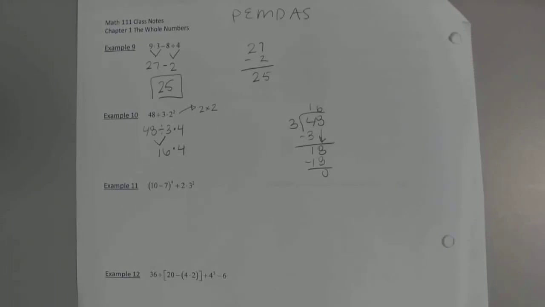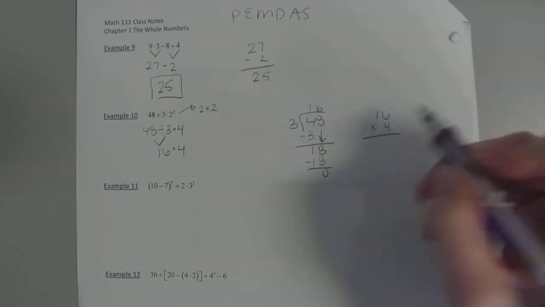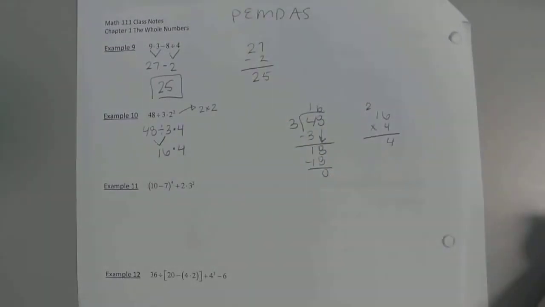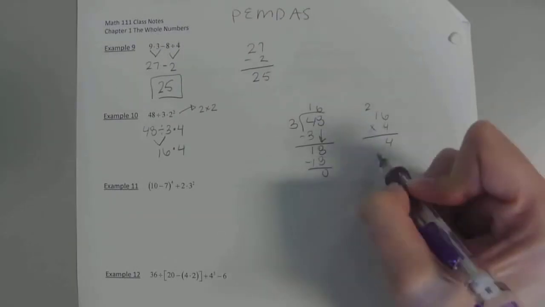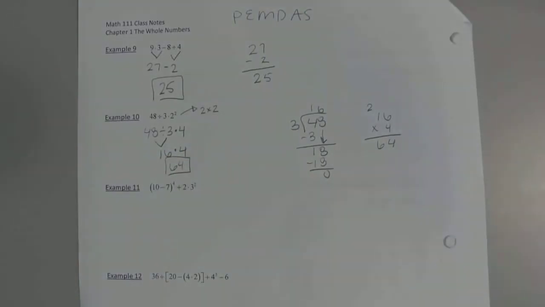If not, go off to the side and do 16 times 4 over here. 4 times 6 is 24. Put your 4, carry your 2. 4 times 1 is 4, plus 2 is 6, 64. So we took care of the square first. 2 squared was 4. Then we took care of the division next. 48 divided by 3 is 16. And we did multiplication last. 16 times 4 is 64. Do you see, like, each layer I'm doing an extra step, but I'm not doing all of it at once. Are there any questions on 10?